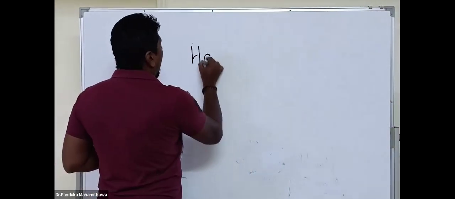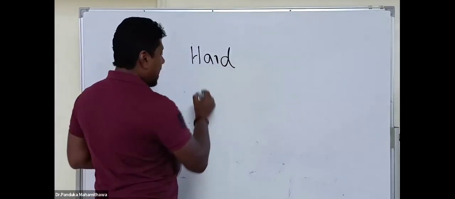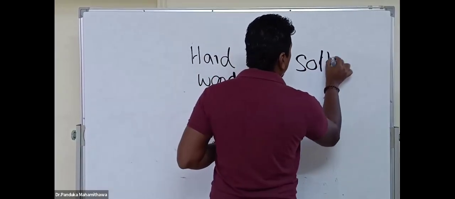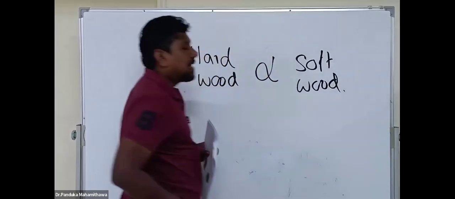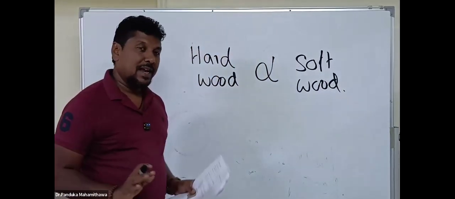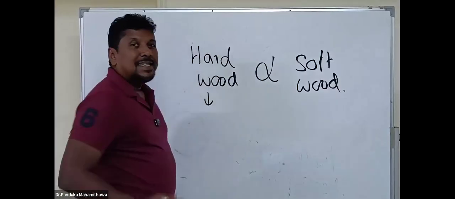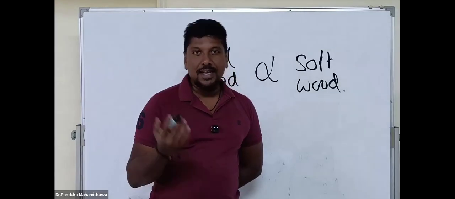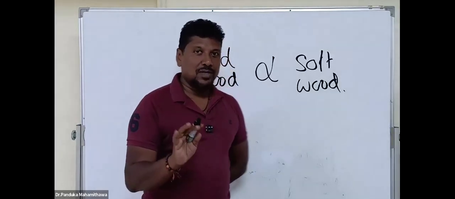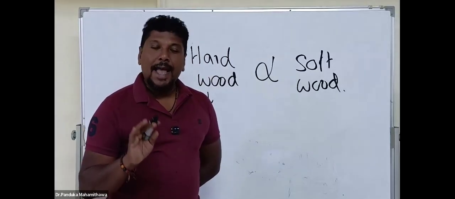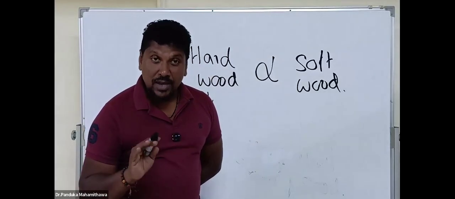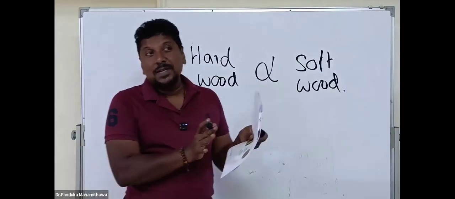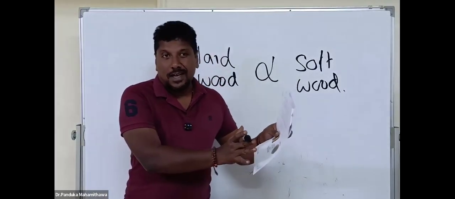There is a word called hardwood, and softwood. So what do you mean by hardwood and softwood today? Hardwood means where the secondary growth happens in the dicots, in the angiosperms. In dicots the secondary growth happens. And what about the gymnosperms? Do they also undergo secondary growth? Yes, right. So in gymnosperms, they also undergo secondary growth.